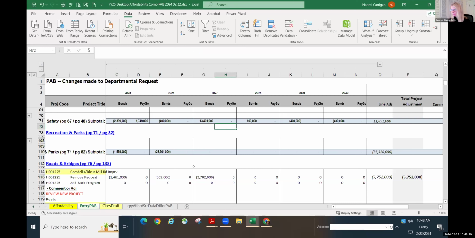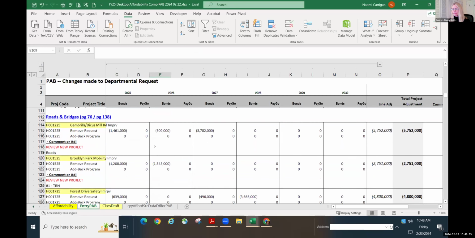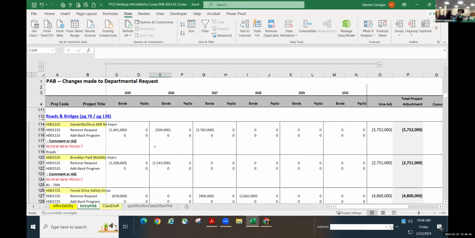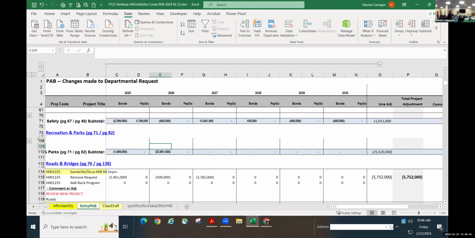Okay. Are we ready? Maybe we could just share a little bit about the conversation, in summary, on the parks discussion that we just had and the decisions that we made.